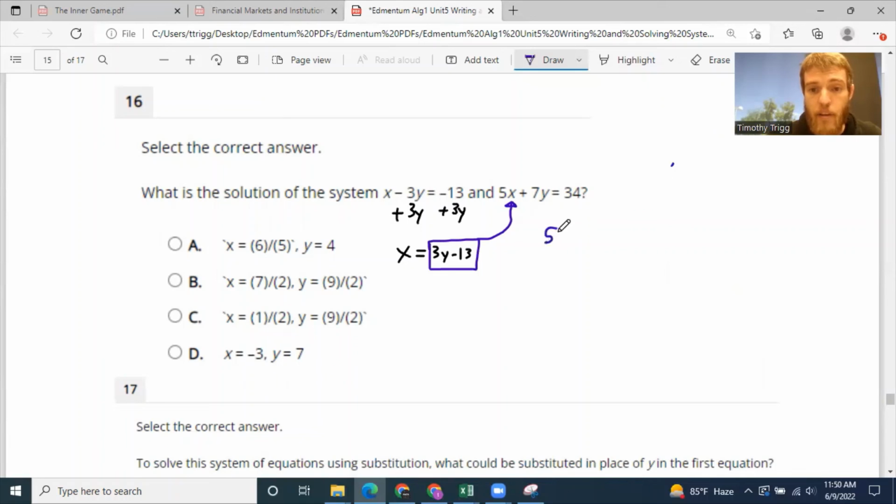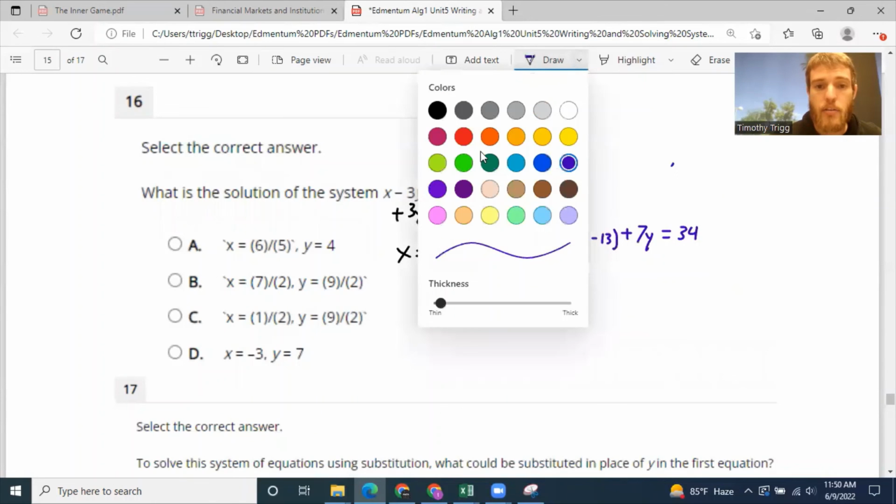So this would be 5 times x. Well, what's x? 3y minus 13. And then we still have a plus 7y is 34. Now, if I want to solve for y in this case, what would I do next?